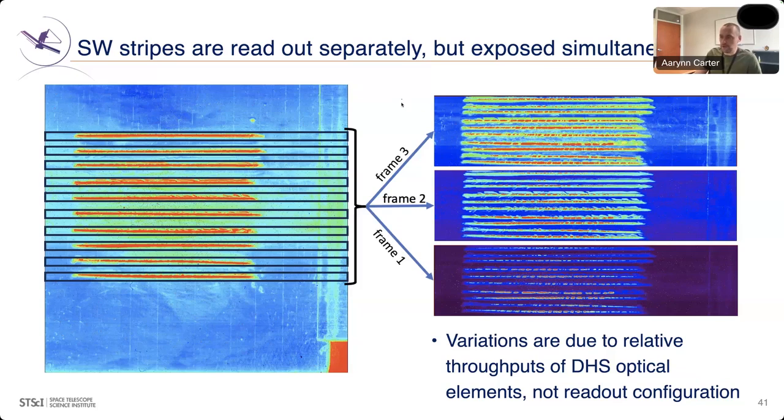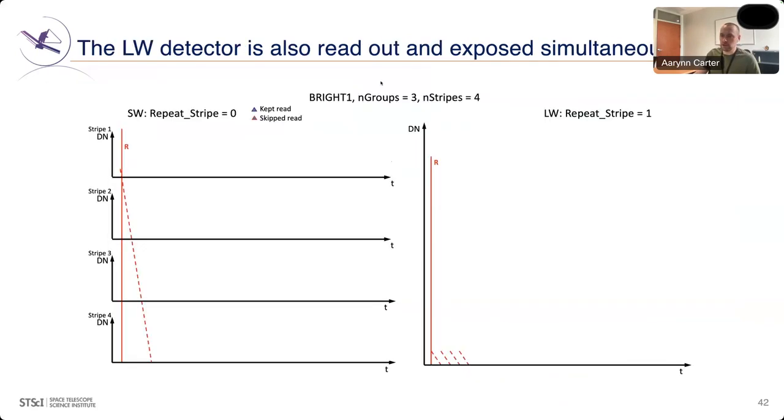So I mentioned earlier that we're reading out short wavelength and long wavelength simultaneously, and the readout of short wavelength really does impact how the long wavelength spectrum is read out. This is something that's really important to keep in mind for your observations. So to give you another example, on the left, we have the short wavelength example that I mentioned earlier. And on the right, we have the long wavelength.